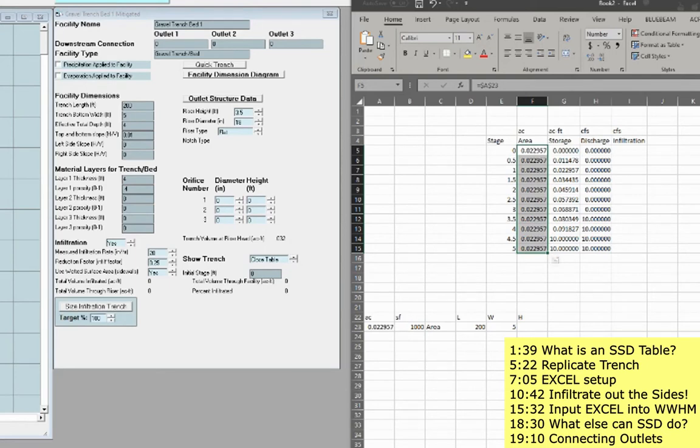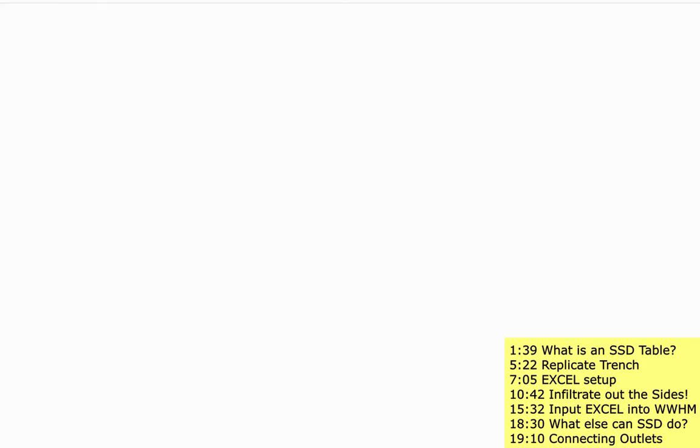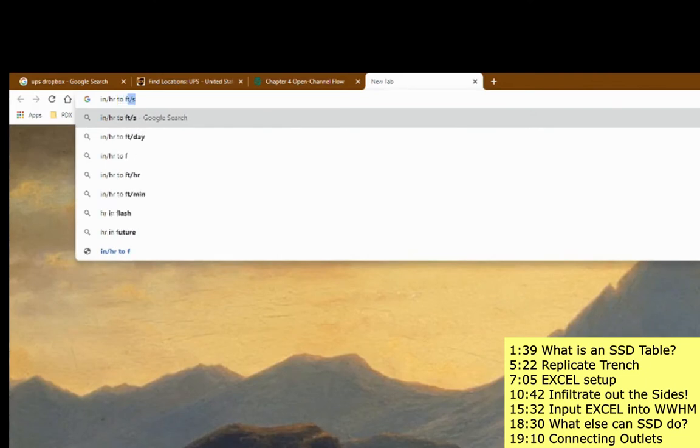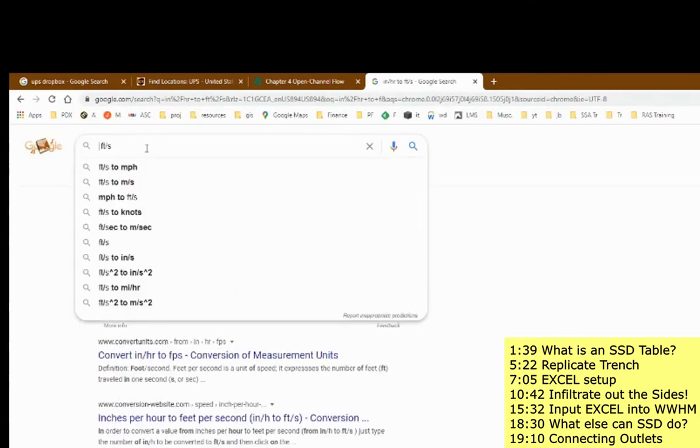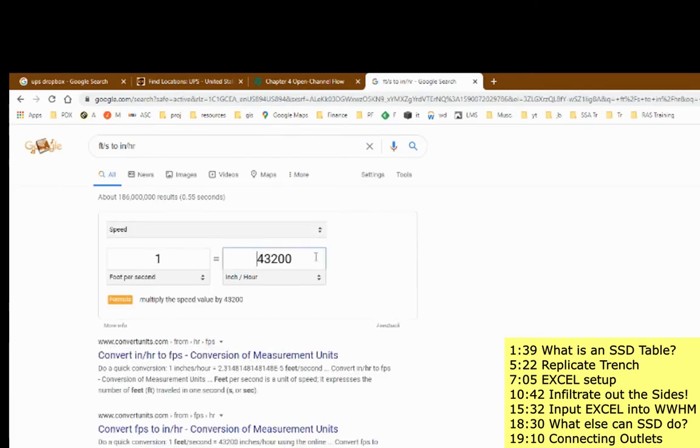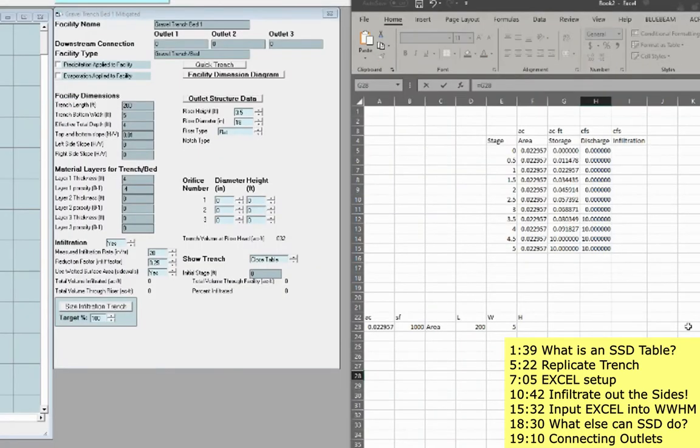And before I do that, I actually need to convert this inches per hour into feet per second. So I'm going to cheat here, inches per hour to feet per second. And it's a very small number. So instead of doing that, I'm going to do feet per second to inches per hour. 4320. So I'm going to say this divided by 4320. Really small amount of feet per second. And then I also need to include my factor of safety. So this is going to get even smaller, really small value.